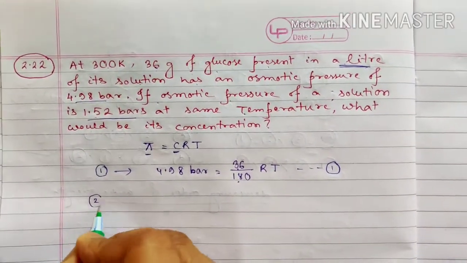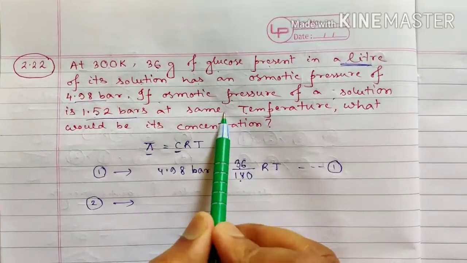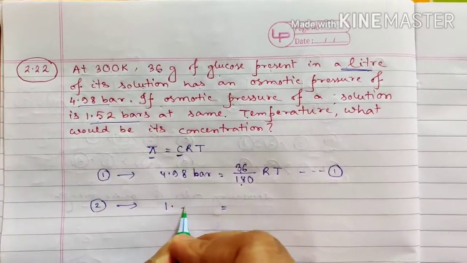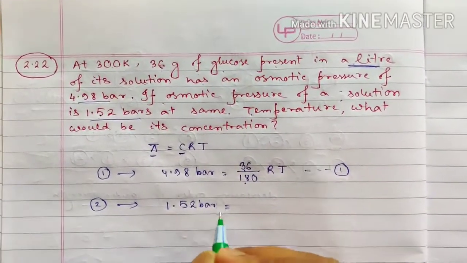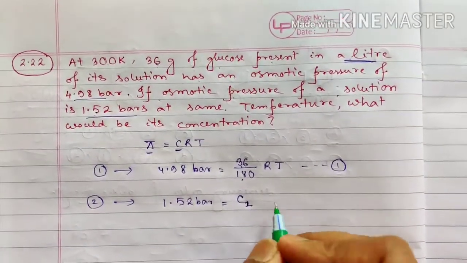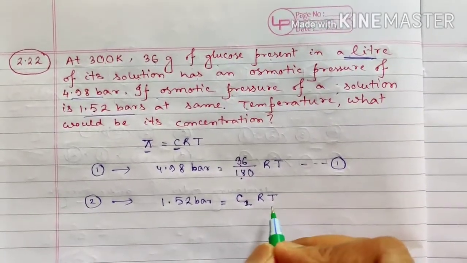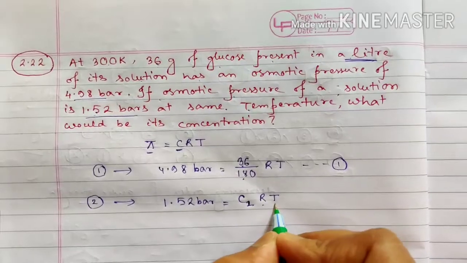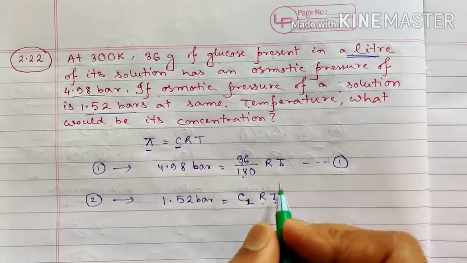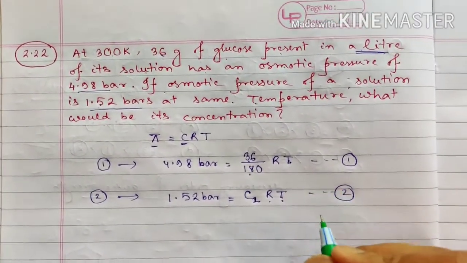Similarly, for the second solution, you see it is 1.52 bar at the same temperature. So on this side we should be able to write 1.52 bar. Suppose the concentration is unknown, which I am writing as C2, then R and T will be also like that. R is the constant and both the T will be same. So without knowing the actual temperature, we can write it as T only. So this is equation number 2. So these are the two equations which we have got.